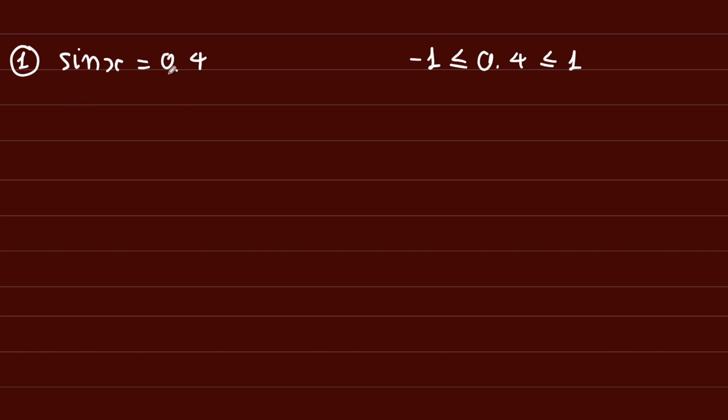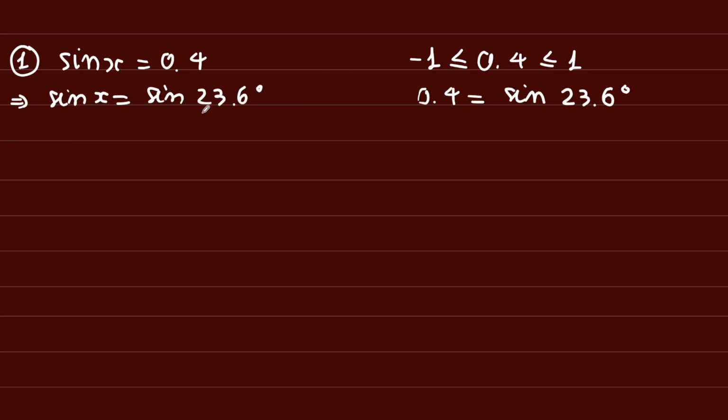And you need to convert 0.4 into the sine of an angle. And we can use a calculator. Shift sine 0.4, you will get the value of the angle here, 23.6 degrees. Okay, the right hand side becomes sine of 23.6 degrees. With that, we can very easily convert this equation into the general solution.